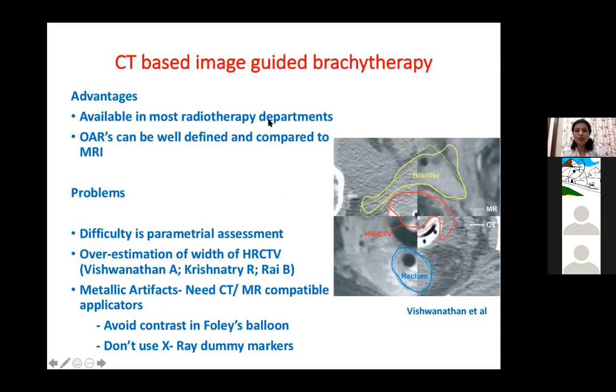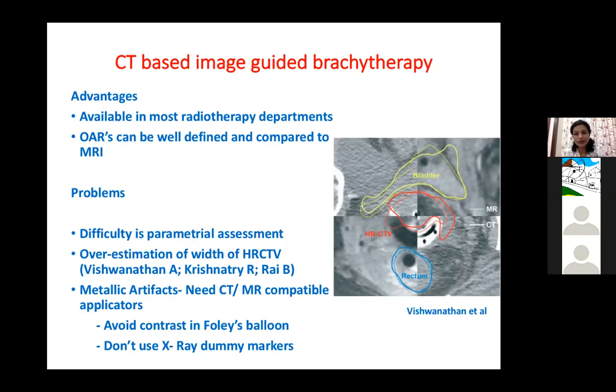Then coming to CT, can we use CT scan? Because we know that CT scans are widely available in all radiotherapy departments. And we also know from studies that OARs can be well defined on CT scan compared to an MRI. So it is basically the tumor, the target, that is a difficulty. The OARs are really not a problem in delineation on a CT scan.